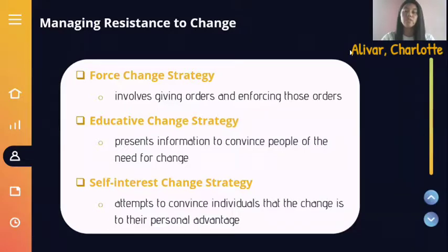Next is managing resistance to change. The three commonly used strategies for implementing changes are: first, force change strategy. It involves giving orders and enforcing those orders. Second, educative change strategy. It presents information to convince people of the need for change. And third, self-interest change strategy, which attempts to convince individuals that the change is to their personal advantage.